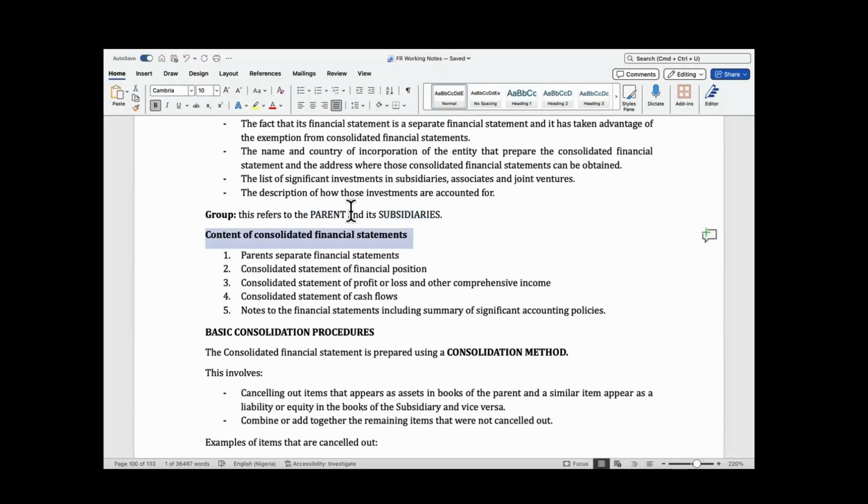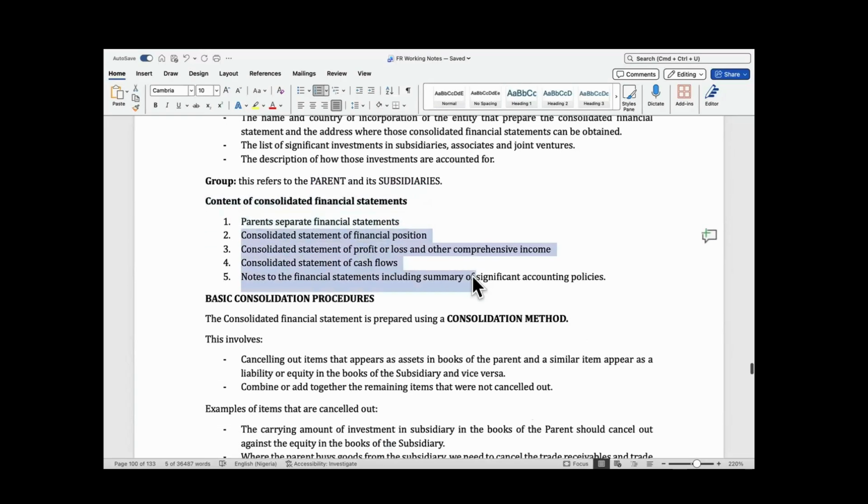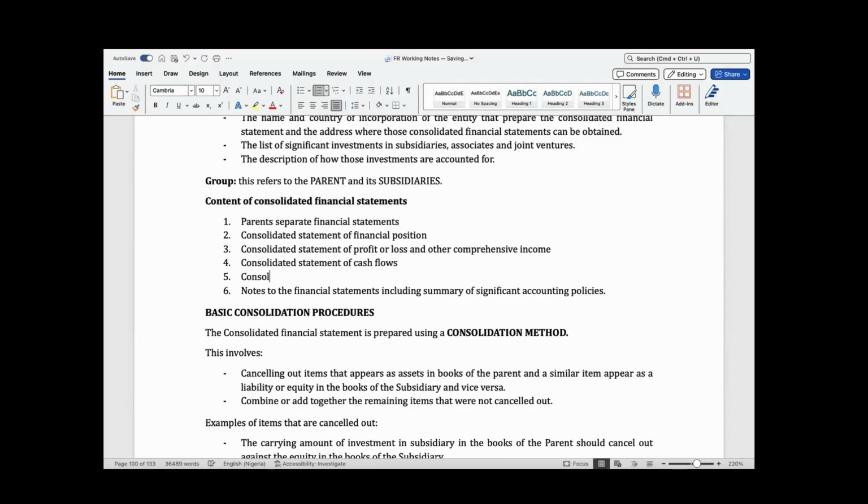Here's what you find in a consolidated financial statement. Number one is the parent separate financial statements, then all the other statements: consolidated statement of financial position, consolidated statement of profit or loss, consolidated statement of cash flows, and notes to the accounts. And also, there will be consolidated statements of changes in equity as well. So this is what you find in a consolidated financial statement.